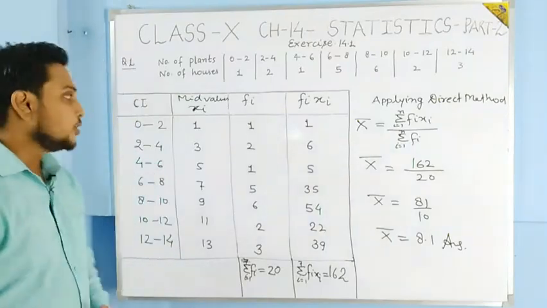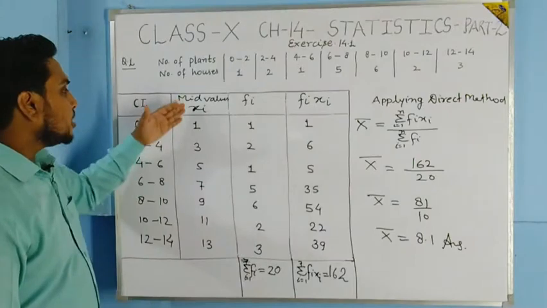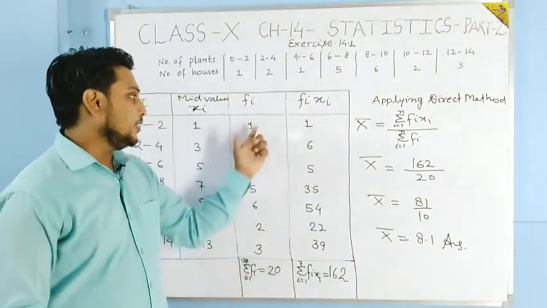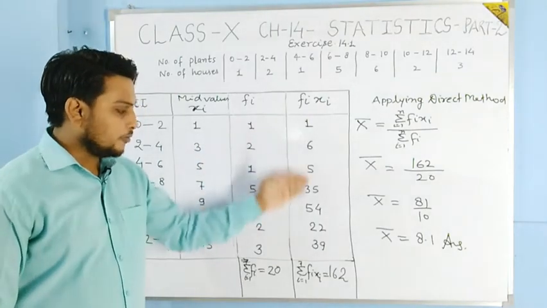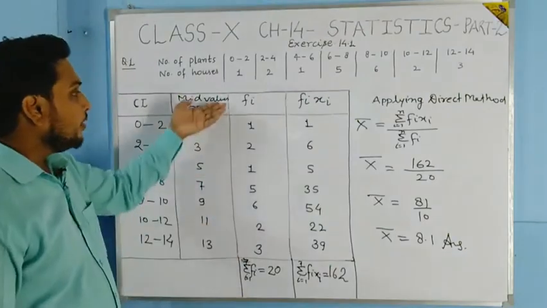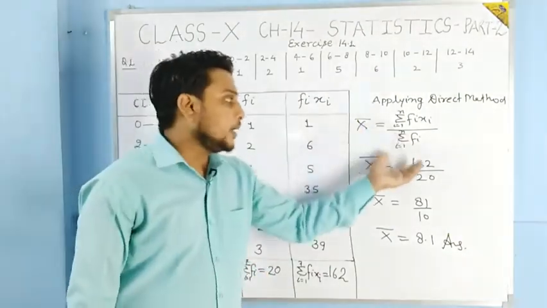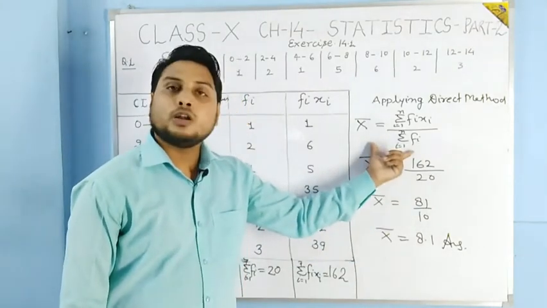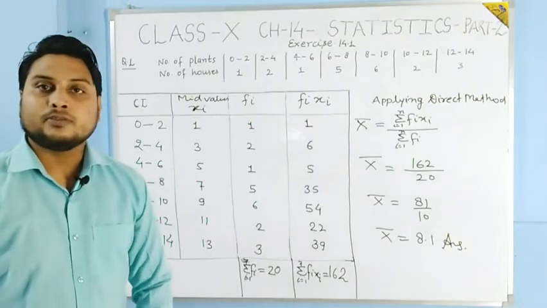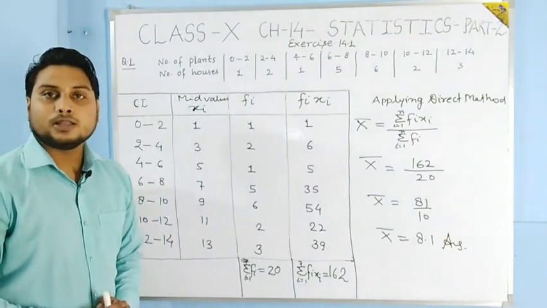Okay students, so now you can pause the video and note it down. The method was so easy. Firstly we have found the mid value, then I have written the fi, and then we have multiplied these two. After that we have found the sum of this, and then we have found the sum of fi, it is 20, it was given. By applying the direct method formula we have got our answer. So now pause the video and note down the answer.